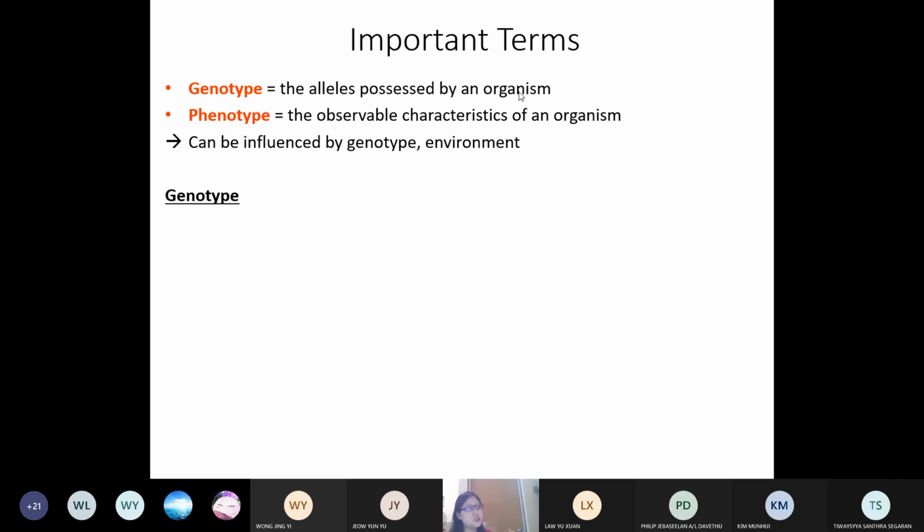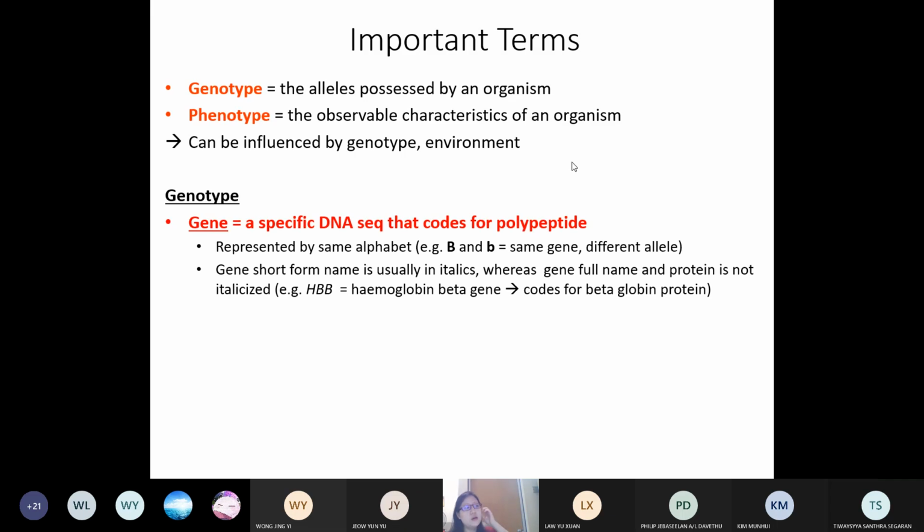So what about genotype? Genotype, we have specific formatting. Also, this is the definition that you should have committed to memory already. A gene is a specific DNA sequence that codes for a polypeptide. It is represented by the same alphabet. So this is big B and small b, same alphabet still, just one capital, one small, right?